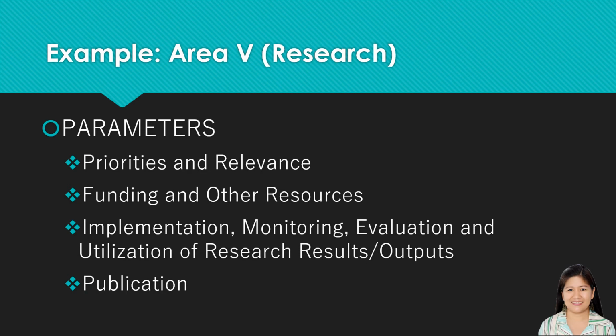Okay, so ito yung example natin. So area 5, research. So there are 4 parameters. Priorities and relevance, funding and other resources, implementation, monitoring, evaluation, and utilization of research results and outputs, and lastly, publication.